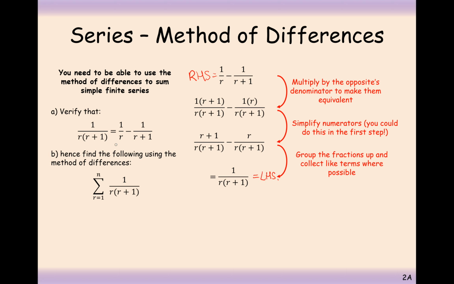So great, we've done part A, and now we've got to move on to part B. What part B is going to do is prove the formula for this series summation by noting that this thing we're trying to summate here is equivalent to this thing here.